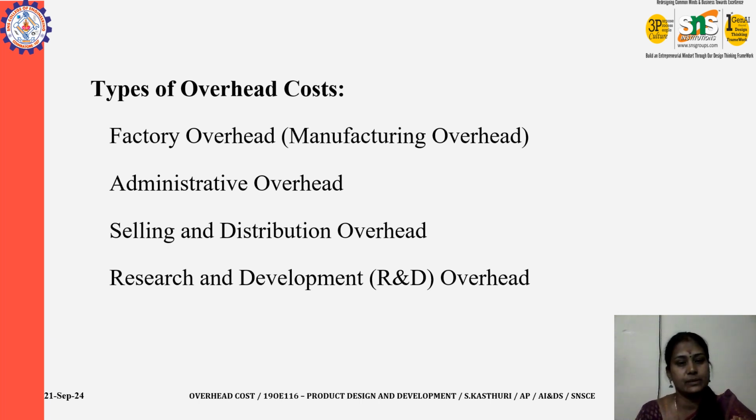In administrative overhead, these are all the costs associated with the general management and administrative functions of the company. Examples include executive salaries, office supplies, legal and accounting fees, insurance, office rent, and software licenses.